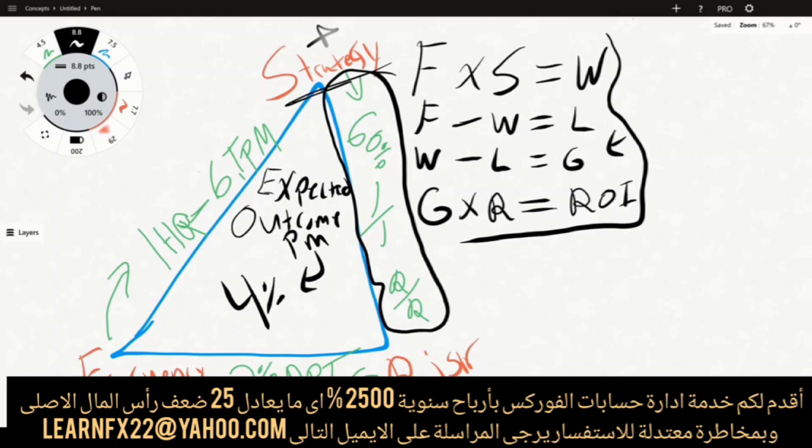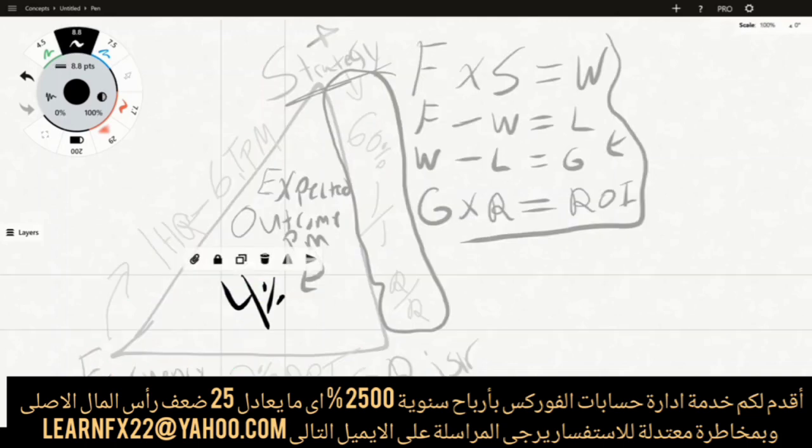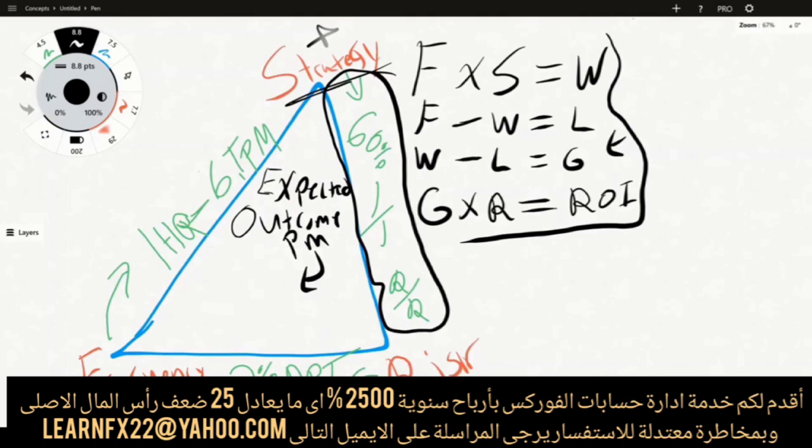So right here, let's redo all of this, and obviously our expected outcome is going to change dramatically now, because what we're going to have is F times S. Our frequency is now 60 trades per month. So we have F times S. We have 60 times 0.6, which is going to equal 36.